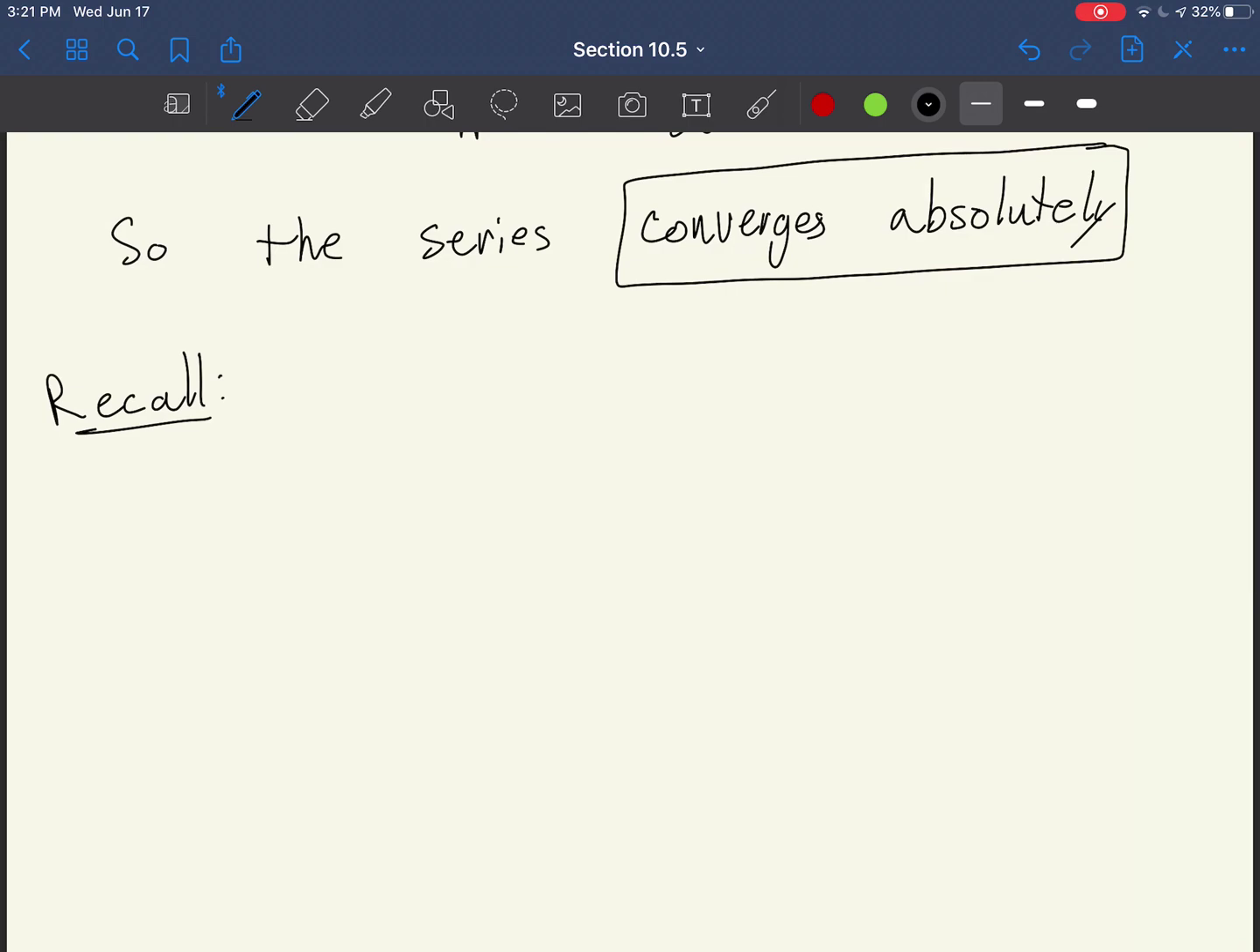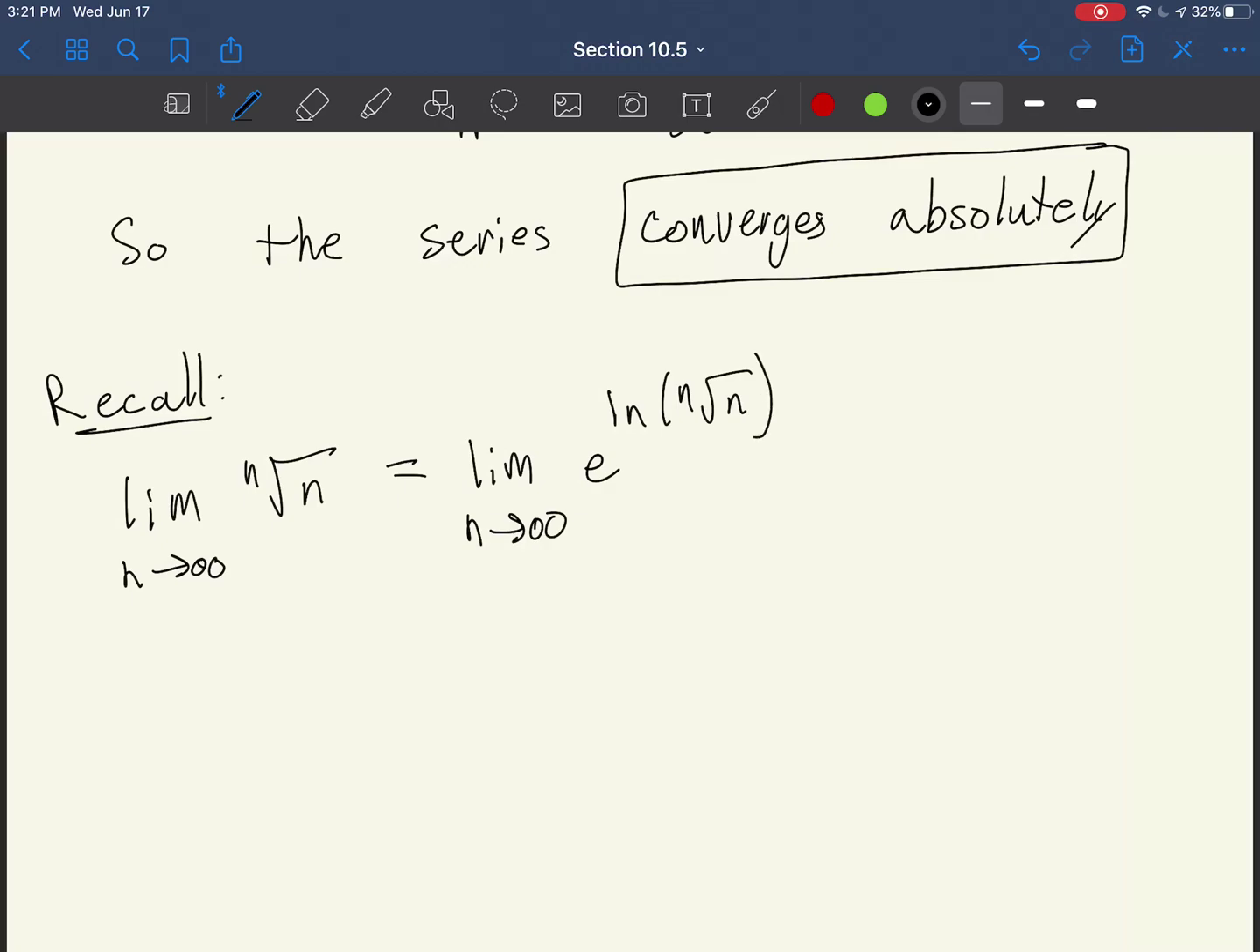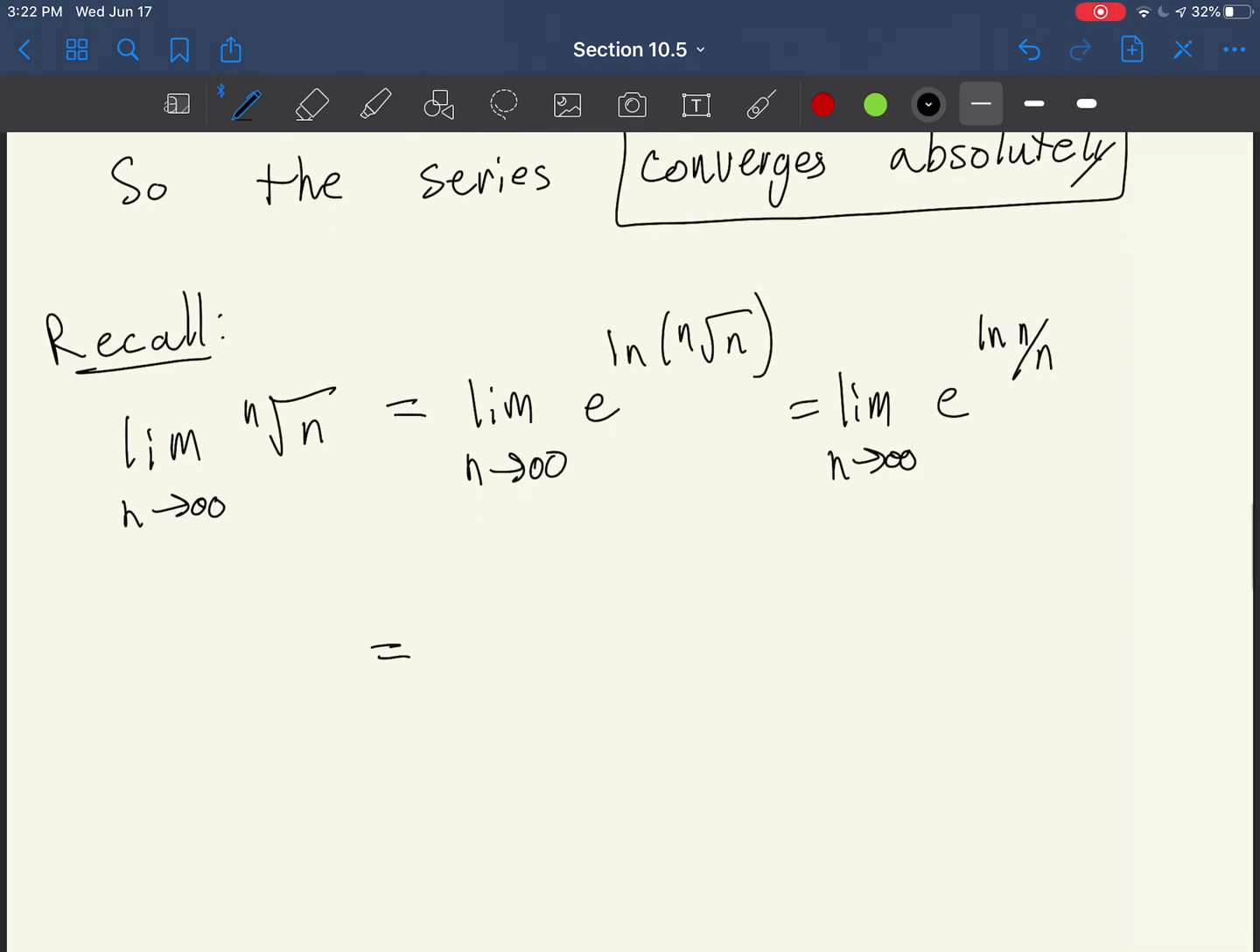So talking about this limit, recall that the limit as n goes to infinity of the nth root of n, we can rewrite this in the most obvious way you would ever think of. This is e to the natural log of the nth root of n. Super obvious, I know. This is the limit as n goes to infinity of, you can pull out this exponent, the nth root, since it is inside of a logarithm. So that would be natural log of n divided by n.